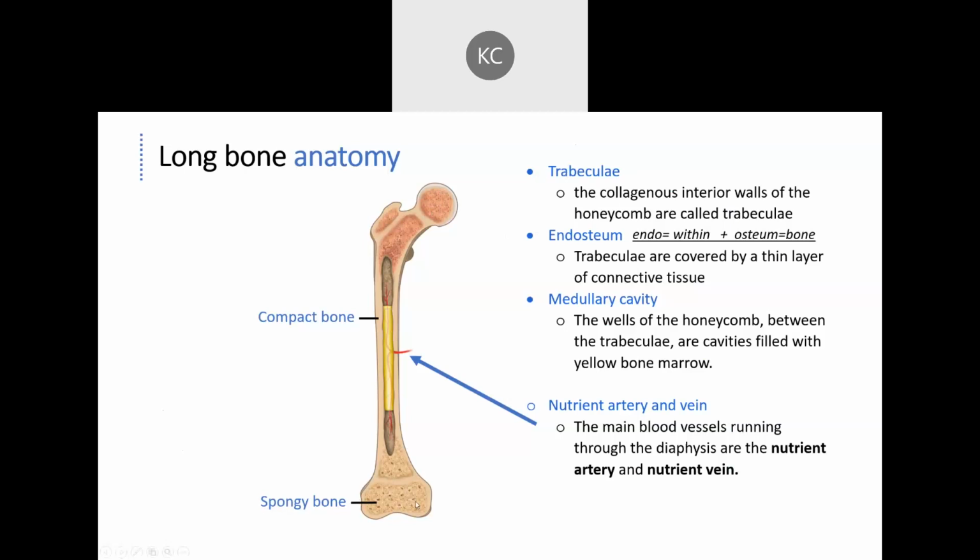So trabeculae, being that it's spongy, being that it's not as dense, has a couple of functions. One, it serves as the site of blood cell production, with the red bone marrow being there, but also because it's not as dense, it serves to decrease the weight of the bone itself.